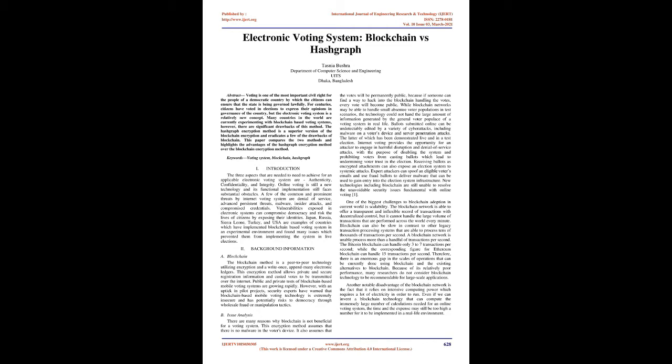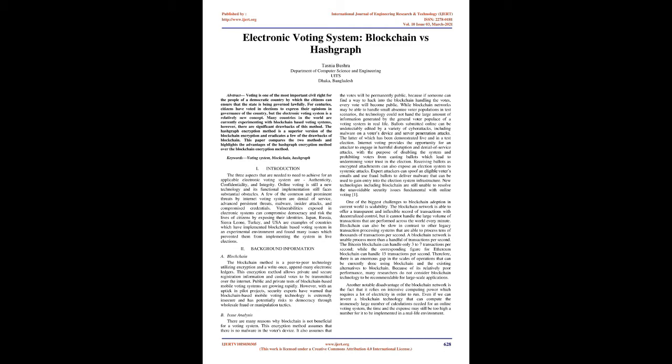Many countries in the world are currently experimenting with blockchain-based voting systems. However, there are significant drawbacks of this method. The hashgraph encryption method is a superior version of the blockchain encryption and eradicates a few of the drawbacks of blockchain. This paper compares the two methods and highlights the advantages of the hashgraph encryption method over the blockchain encryption method. Keywords: voting system, blockchain, hashgraph.